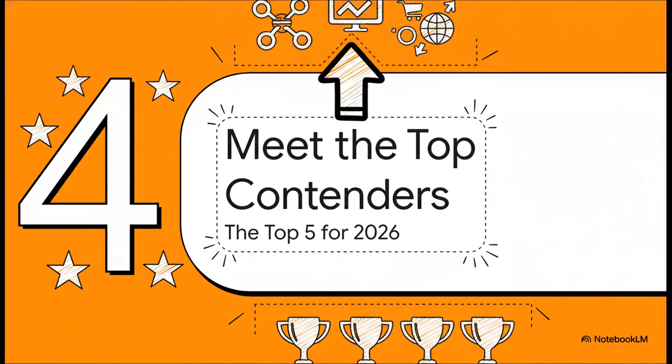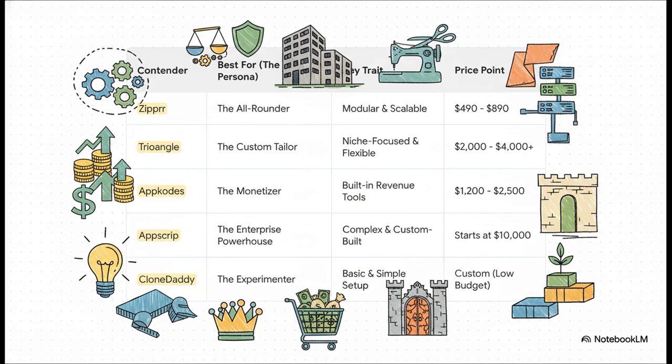So, if you're on board with the idea, the next big question is, which one do you actually choose? Let's get to the main event and see how the top 5 contenders for 2026 really stack up. All right, this is really the core of what we're talking about today. We've broken down the top 5 players into these distinct personas, so you can see which one clicks with your specific vision. So up top, you've got Zipper. We're calling him the all-rounder, great for a balanced start. Then there's Triangle, the custom tailor, for when you've got a really specific niche. AppCodes is the monetizer, because it's built with revenue tools from day one. At the really high end, there's AppScript, the enterprise powerhouse. And for those of you just testing the waters, you've got CloneDaddy, the experimenter. So now let's see what all that actually means in practice.